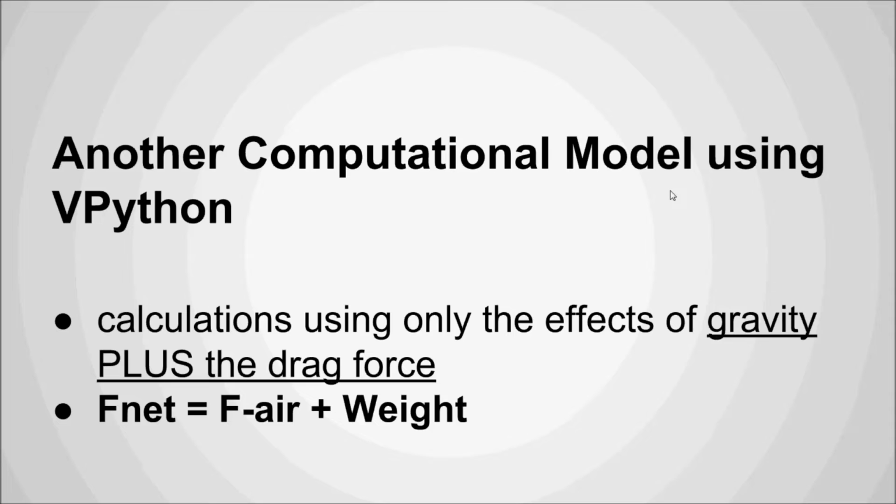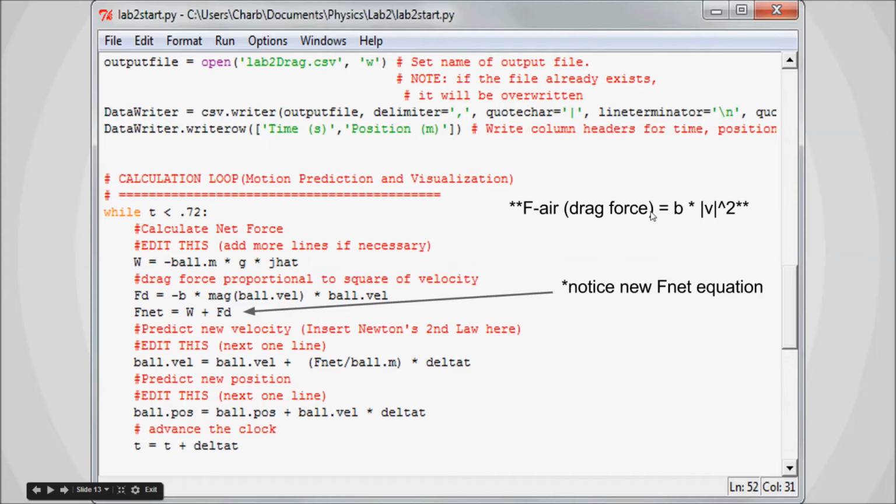Now we're going to make another computational model using VPython. This time, it's going to be gravity plus the drag force. Remember the equation from the first slide. Our net force is equal to the force of air plus the weight. Everything else in the code is the same, except I added an equation for the drag force and included that in the calculation of the net force.